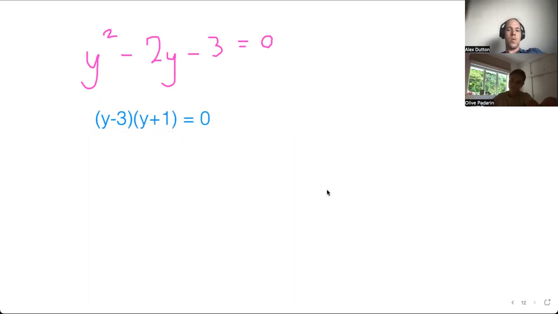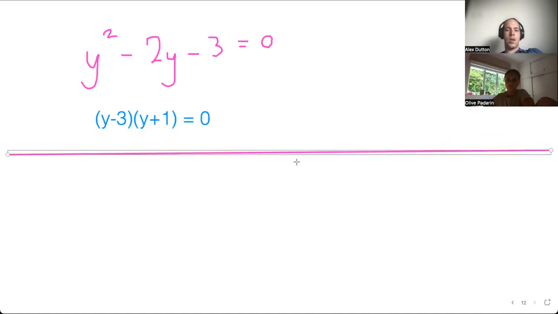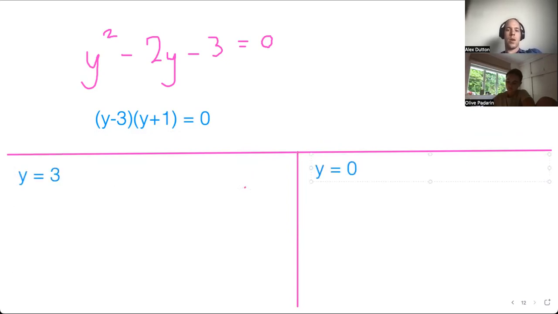So now you know there's two possibilities. And we're going to look at each of them separately. So either y equals 3 or y equals -1. Could you have a go at y equals 3 first? Yeah. So log 10 of x equals 3.